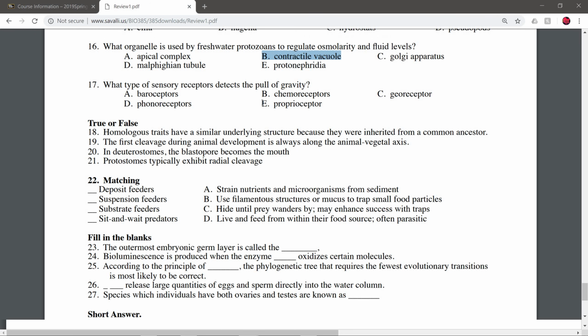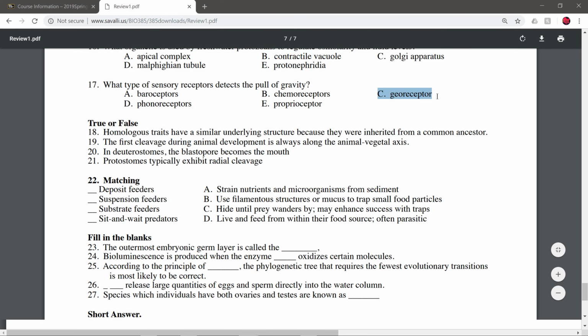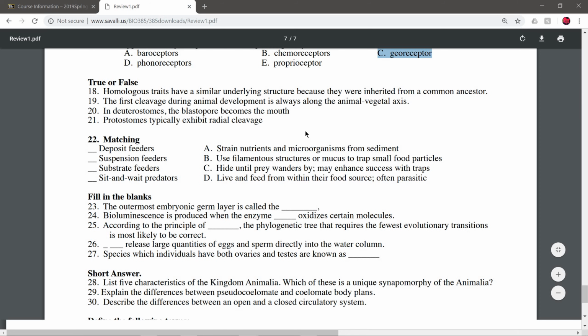All right, what type of sensory receptor detects the pull of gravity? I'm going to say A. So this is short-term memory here, guys. A, baroreceptor. B, chemoreceptor. C, georeceptor. There we go.